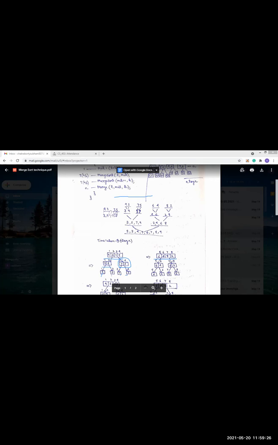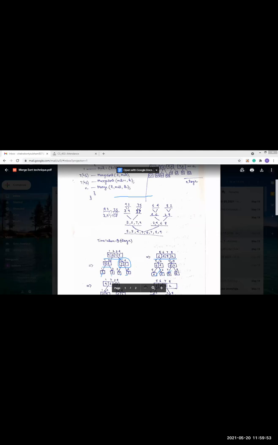Same case here also. If we divide this part, then it will be low to mid and mid plus 1 to high. That means it will be 5 to 6 and 7 to 8. This will be divided into 2 parts, and again we will divide it, and we will get only single elements.